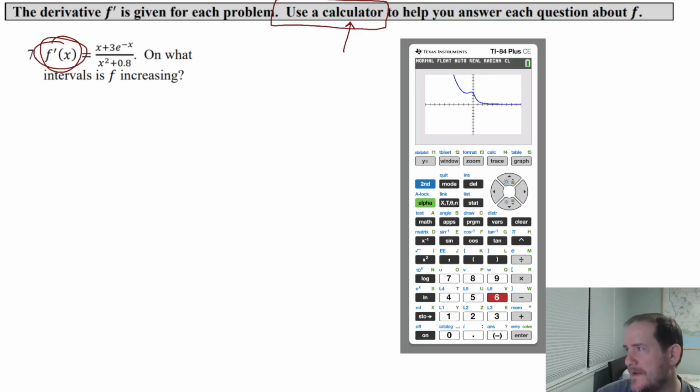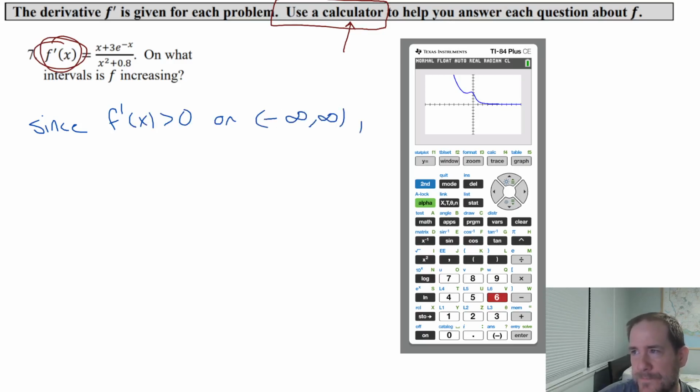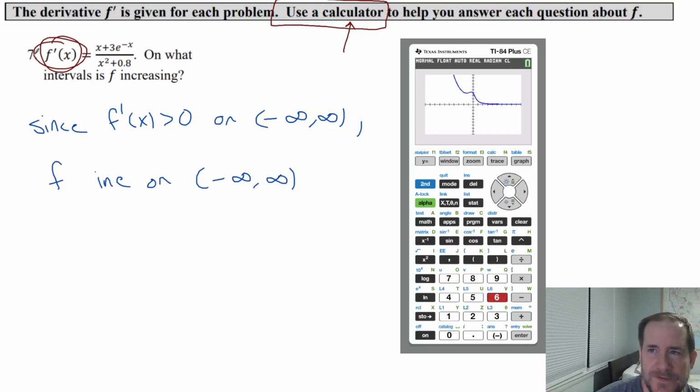So we can state now that since f prime of x is positive on the interval that goes all the way from -infinity to infinity, we can say that f increases on that interval from -infinity all the way to infinity. And that's it. By looking at the graph of this derivative function, I saw that it was always positive. And that tells me that function f is always increasing. And that's it.